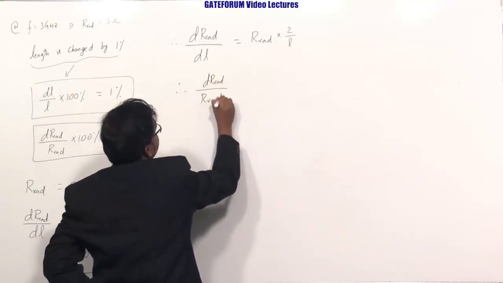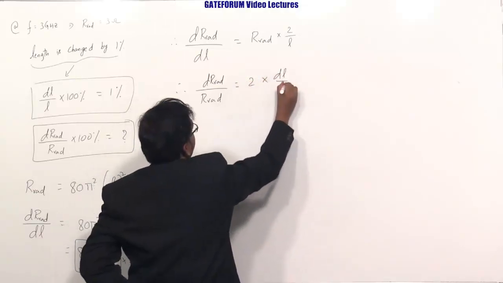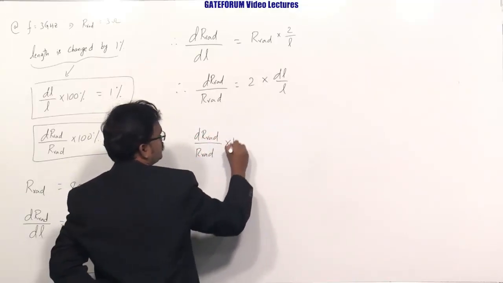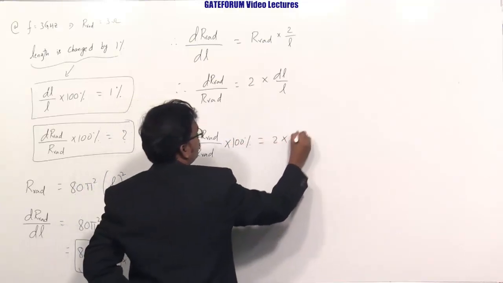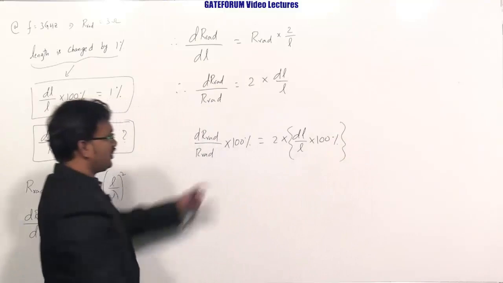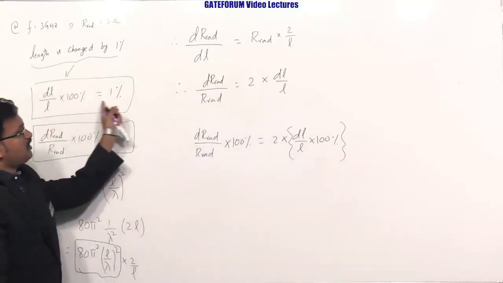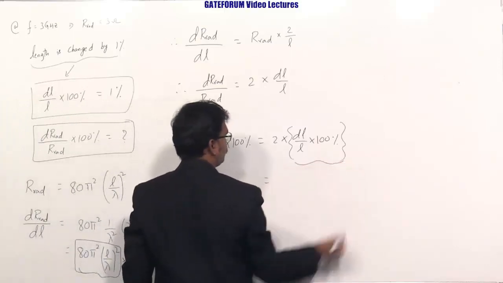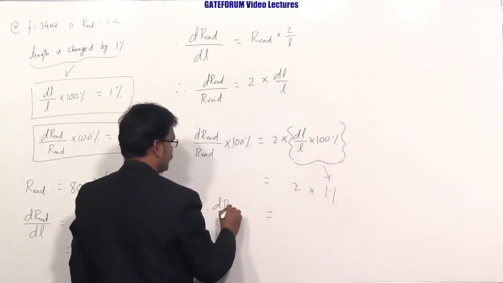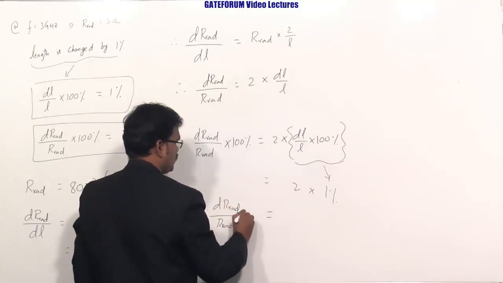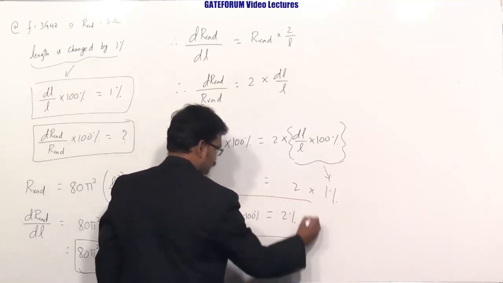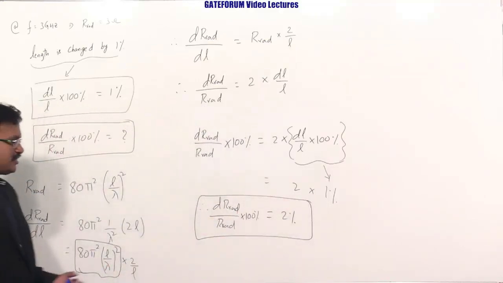So the change in radiation resistance is equal to 2 into dL by L. If you want it in terms of percentage, I can write this as dL by L into 100%. The change in length they have given is 1%, so replace this with 1%. This is multiplied by 2. Therefore, whenever there is a 1% change in length, the radiation resistance changes by 2%.